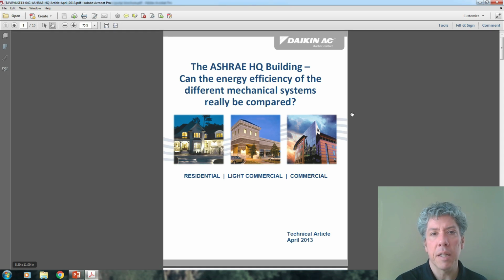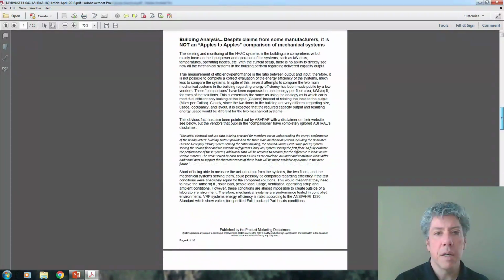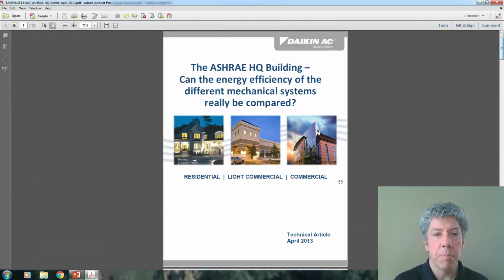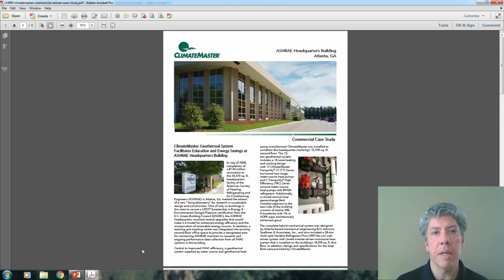Yeah, 2013, and then here's the article from the other company, also from 2013, claiming why you can't compare the two. And then they've got some valid points, but I still think that the geothermal system would outperform the variable refrigerant flow simply because you're exchanging heat with the ground rather than with the air. And that's advantageous because of the temperature of the ground remaining constant.